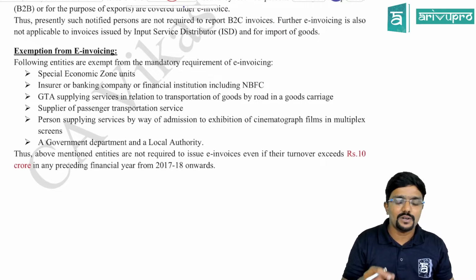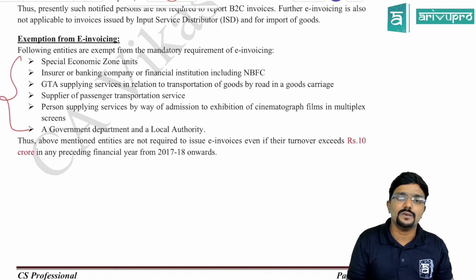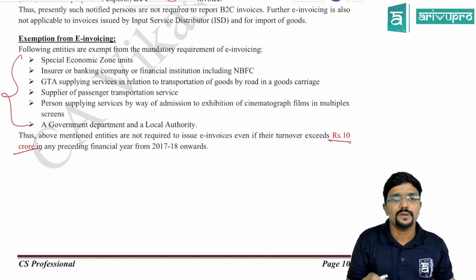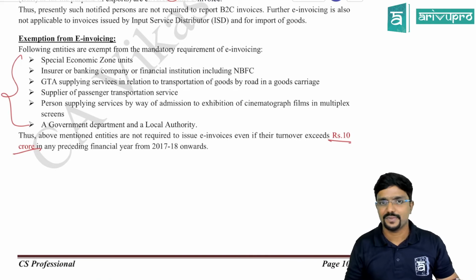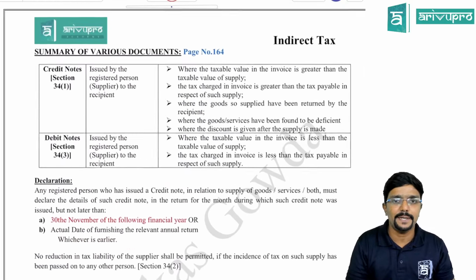So e-invoicing is not applicable for the following people. Even though their turnover is more than 10 crore, still here it was previously 20 crore. Please now make the changes. So even though their turnover is more than 10 crore, still for them e-invoicing won't be applicable, guys. Clear? This is one small change here which you have to just update.